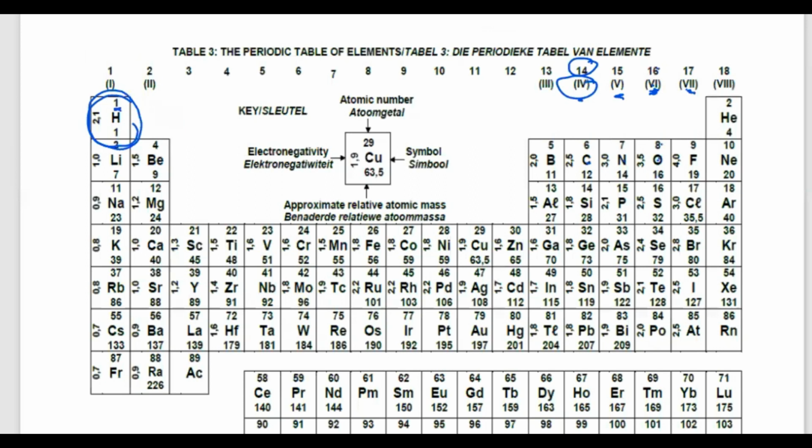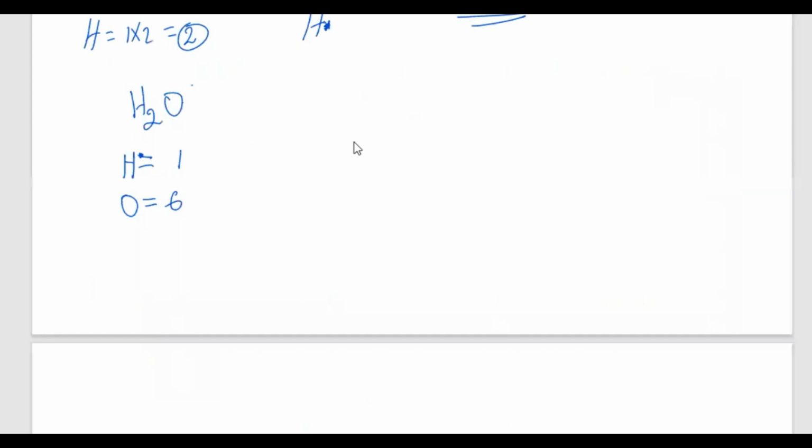You see, group 6 here. So the group will show you the valence number of electrons. But how many hydrogen do I have? I have 2. So that times 2, meaning that I have 6 plus 2, making it 8. So when I'm drawing the Lewis diagram, I must have 8 electrons, 6 from oxygen and 2 from hydrogen.